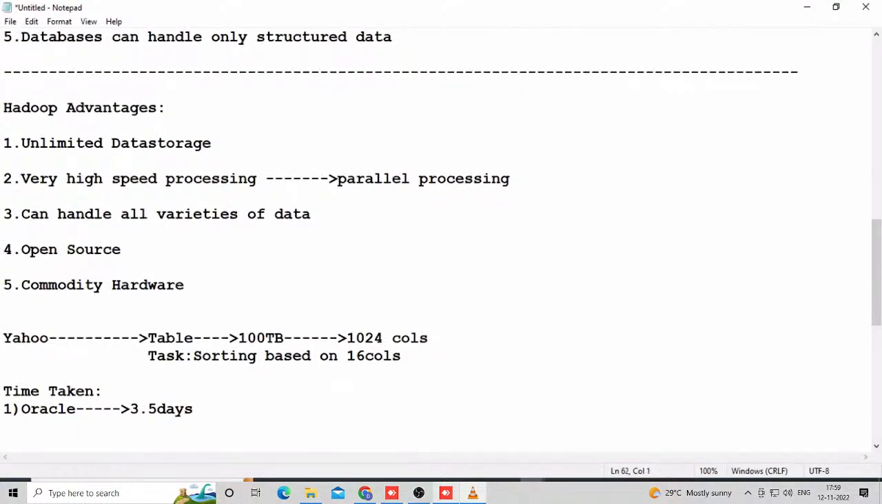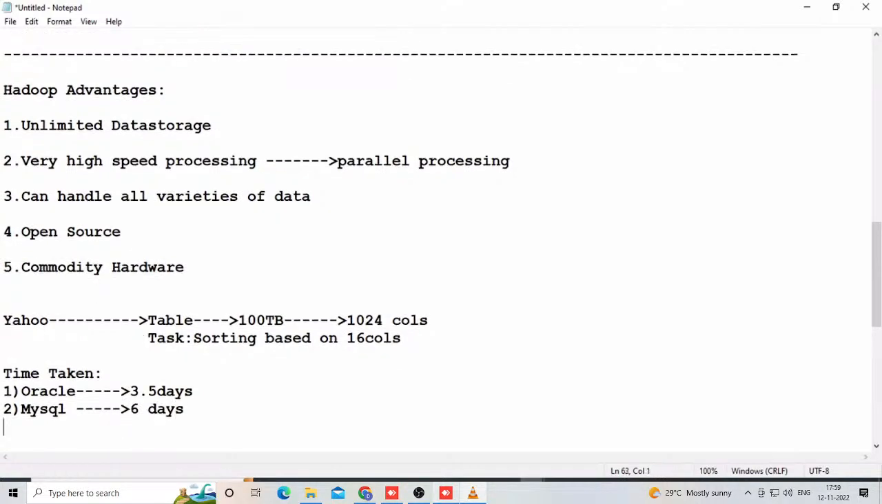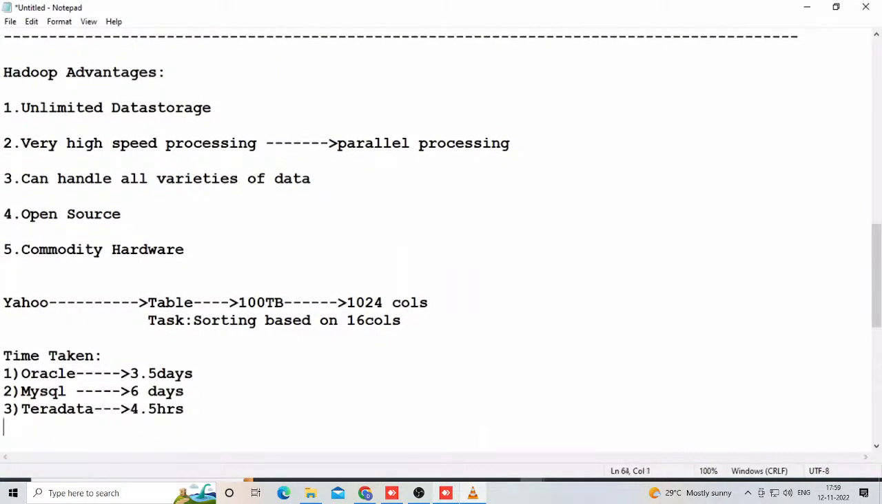To process this, and MySQL, right? It has taken nearly 6 days to process this. But we have got some specialized databases like Teradata, which can handle huge data, like TBs of data. It has just taken 4.5 hours to process that. And more specialized databases like Netezza have taken just about 3 hours to process it.